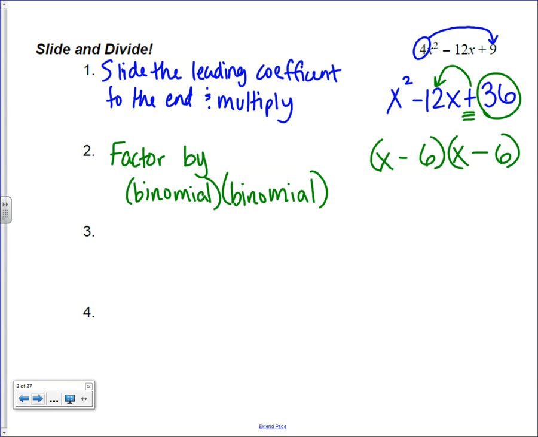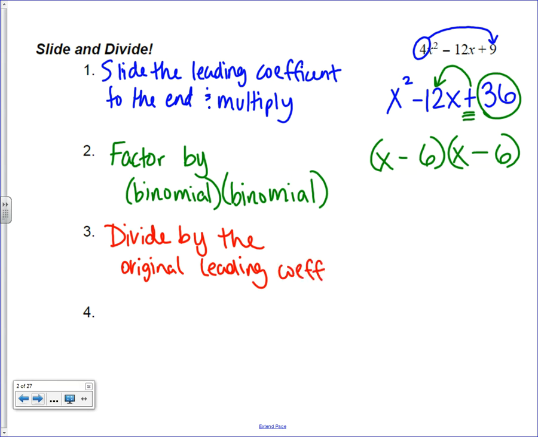But did it really start with a 1? No. So your next step is going to be divide by the original leading coefficient.